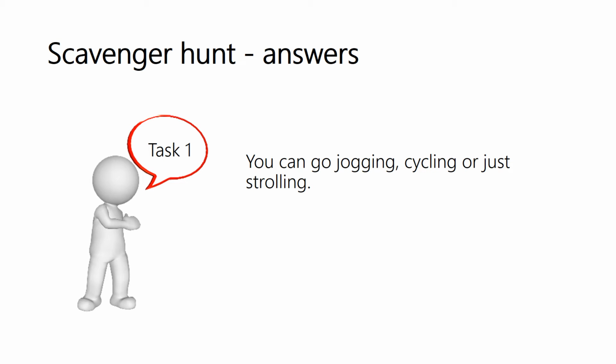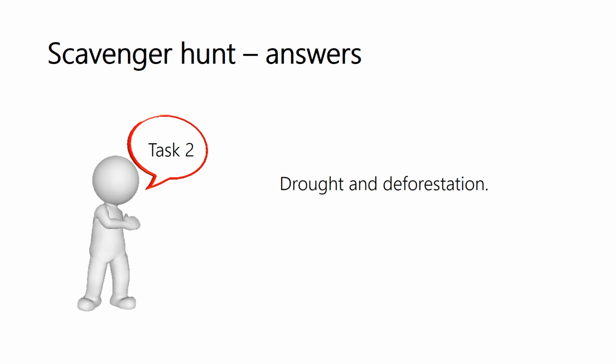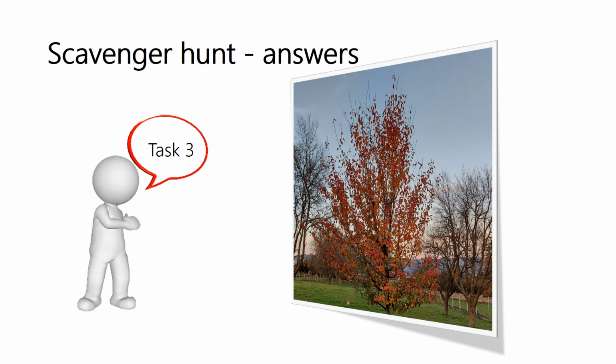I'm sure we have the same answers, at least the first 2. In the first task, you had to read the text in order to find out which free time activities you can do in Novi Dvori. The answer is jogging, cycling, and strolling. In the second task, you had to watch the video in order to find out which environmental problems are mentioned. The problems mentioned are drought and deforestation. The third task was to take a photo of what you can see through your window. This is what I can see through my window.